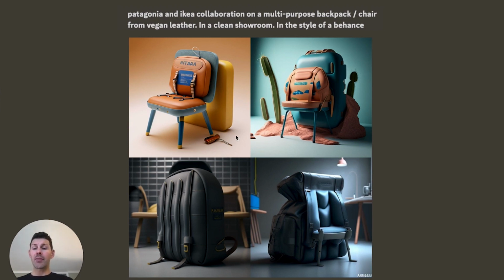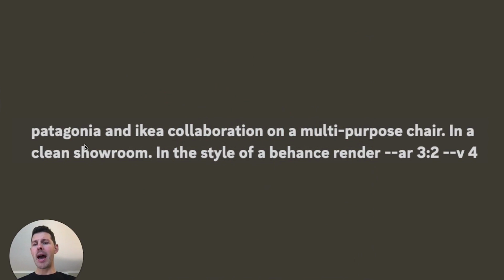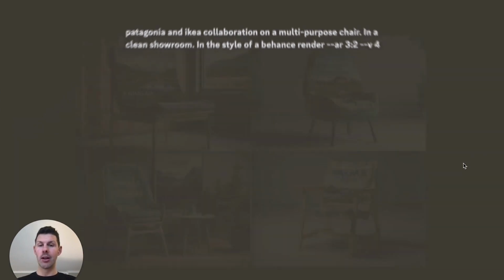So I understood I have to change my prompt or I have to change my product. I have to change my idea a little bit. And I went back and I went, okay, Patagonia and IKEA collaboration on a multi-purpose chair. I figured chairs are very basic. Midjourney should have a very good library and understanding of what a chair looks like in a clean showroom in the style of a Behance render. And then I told it I wanted it to be a little bit wider format and I wanted to use version 4 because as we know, version 4 creates the best images.